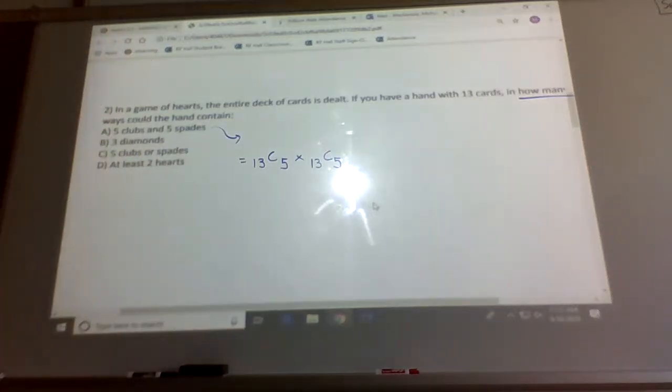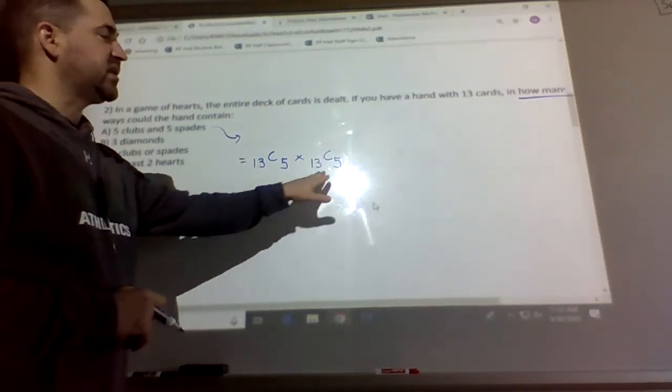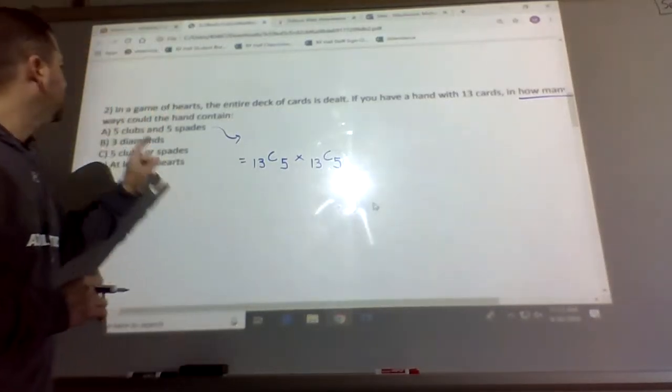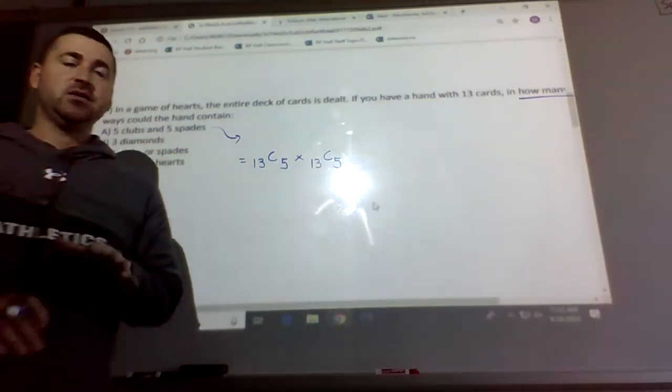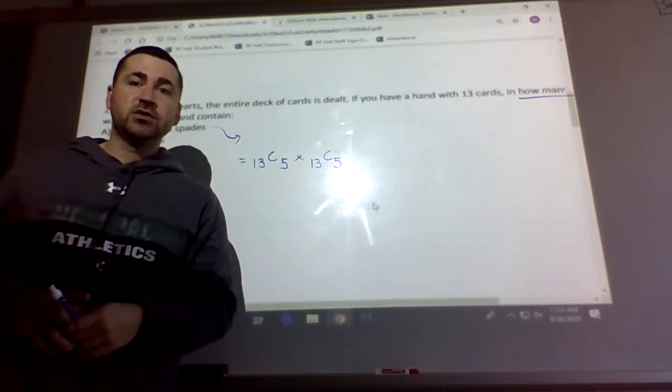So we have 13 choose five for the clubs and 13 choose five for the spades, okay? But this gives us a total of 10 cards. So five clubs and five spades gives us 10 cards. In the question, in the game Hearts, we get 13 cards.